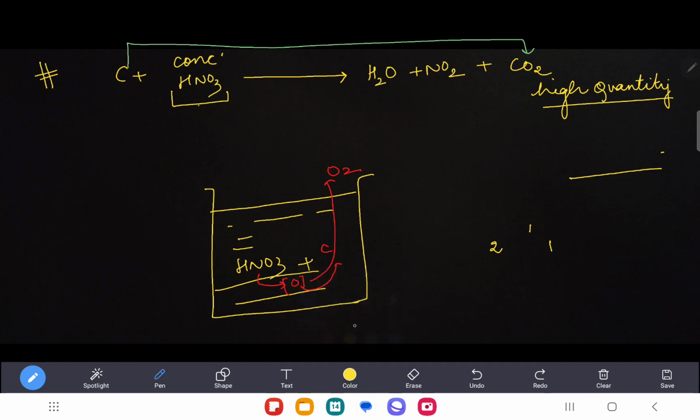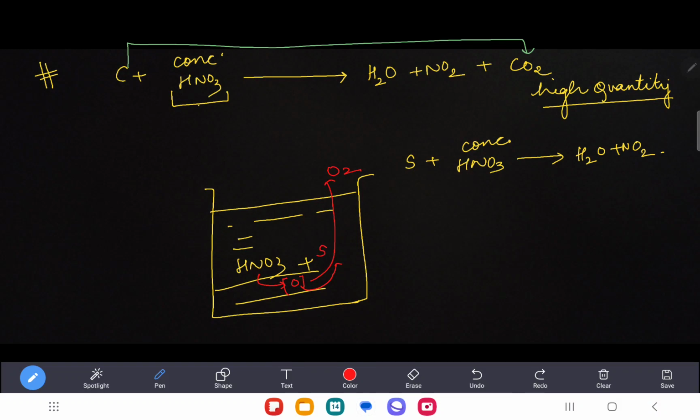On similar lines, let's suppose I write down sulfur plus concentrated HNO3. And then we expect the reaction to take place. So what do you understand? HNO3 on sitting will release H2O and NO2, the concentrated one. And in place of carbon here, we have sulfur. SO2. Yes or no?